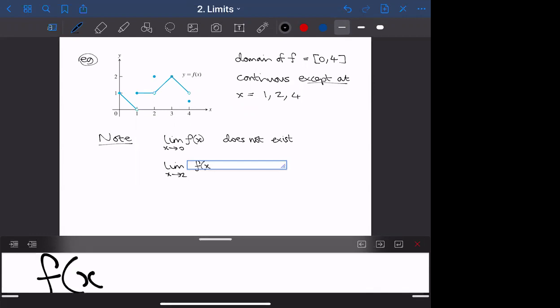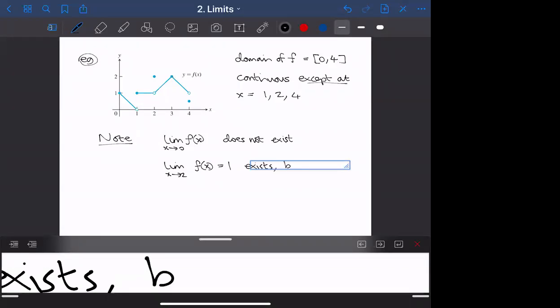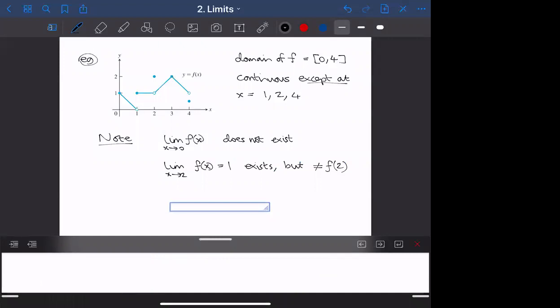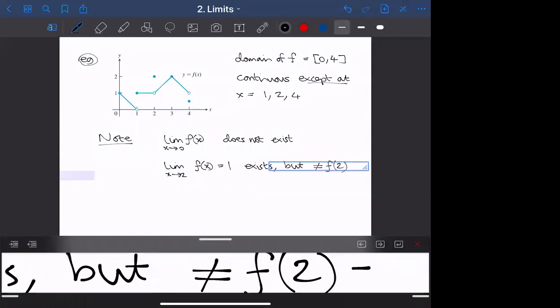And as x approaches 2, the limit does exist. So remember, the limit doesn't depend on the value of the function at 2, it just depends on the values near the 2. And when x is near to 2, the value of the function is near to 1. So the limit equals 1, so it exists. But it's not equal to the value of the function, f of 2, because the value of the function is 2.